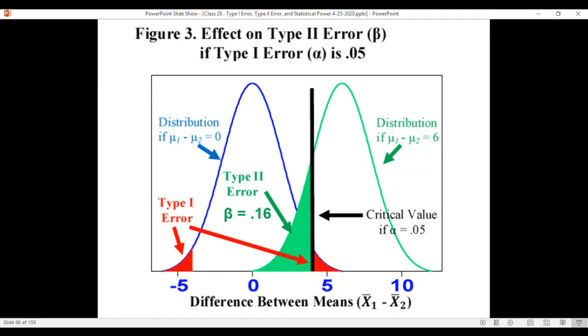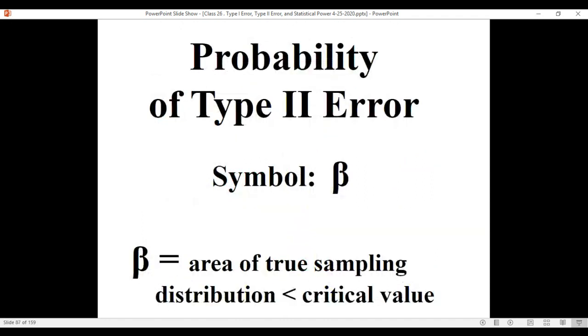Now, the symbol for the probability of type 2 error is the Greek letter beta, which looks a lot like a B. So in this example, beta equals 0.16. So the probability of type 2 error is beta. And geometrically, beta is equal to the area of the true sampling distribution that is less than the critical value.